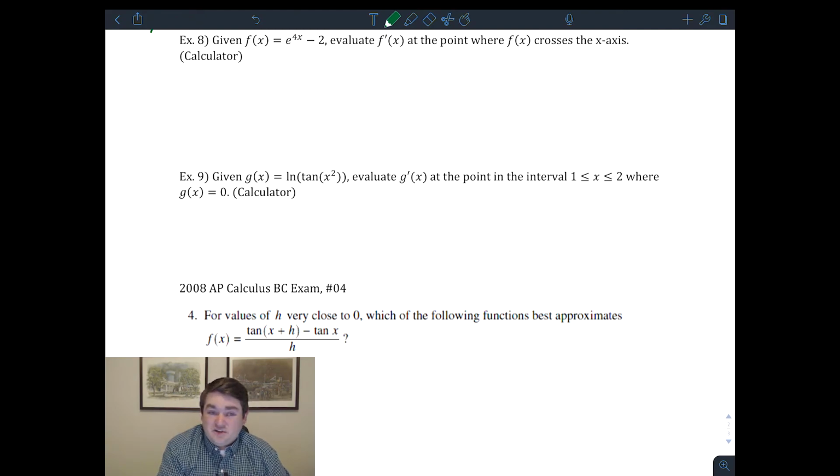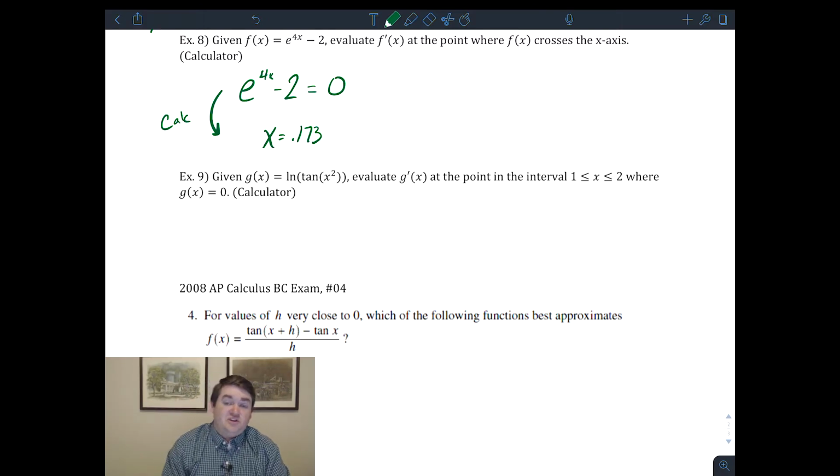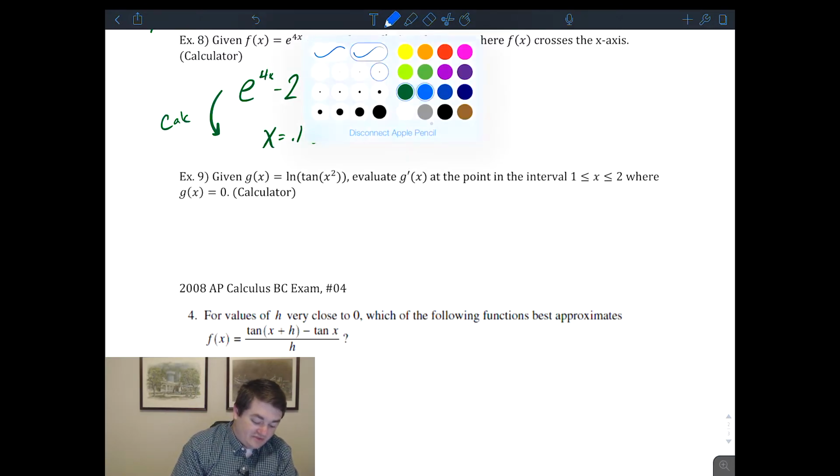Example 8, you're going to need your calculator for this one. Given f of x equals e to the 4x minus 2, evaluate f prime of x at the point where f of x crosses the x-axis. So in my classroom, we use TI Inspires. Maybe you use a TI-84, TI-89, or something else altogether. But generally speaking, the strategy for this problem is the same. We want to know where e to the 4x minus 2 crosses the x-axis, or where it equals 0. So on my calculator, I want to graph this function and find the value where it crosses the x-axis. And it happens to be at 0.173.